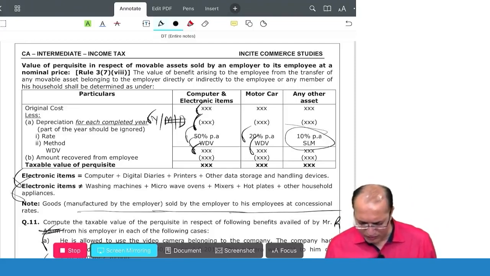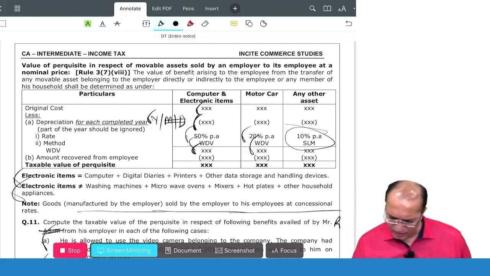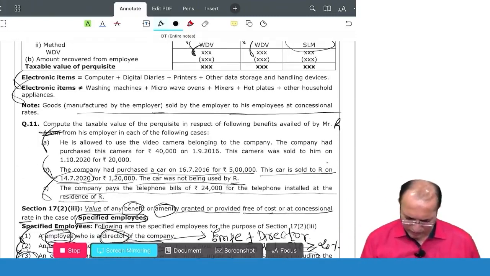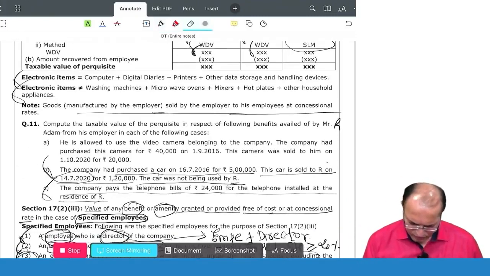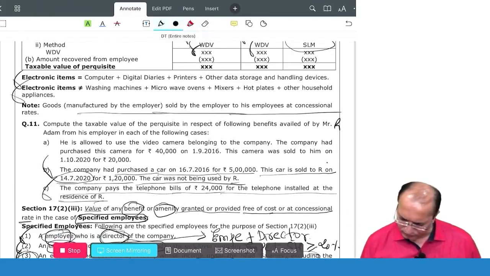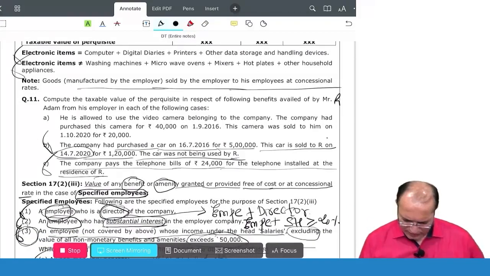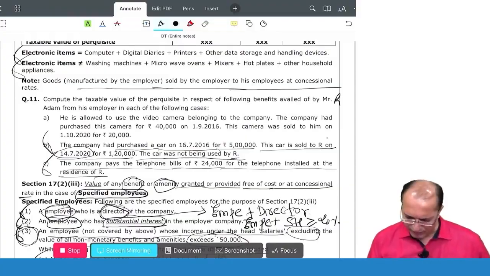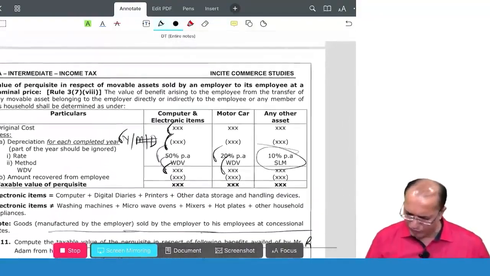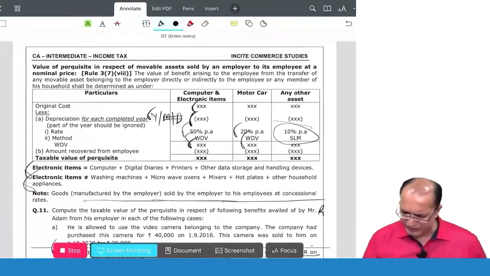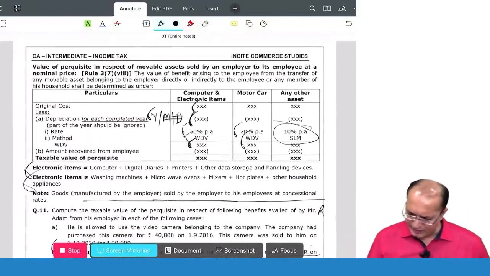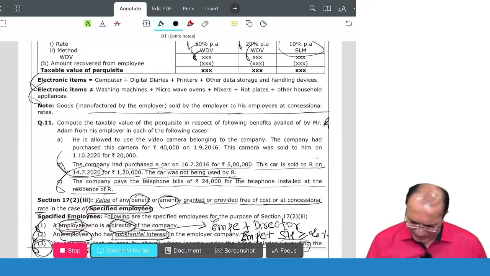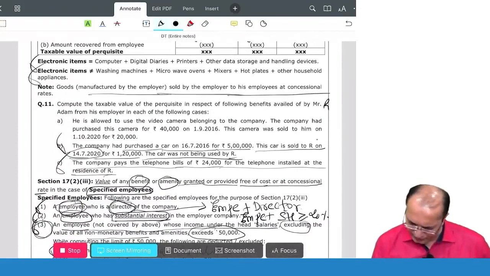But in calculation A, 2000 valued. Where is calculation A? Question number 11A you are asking. 11A, right? Yes, 11A. It is not only transfer of movable asset. It is not only sale of asset. It is use of asset as well as sale of asset. Please understand.